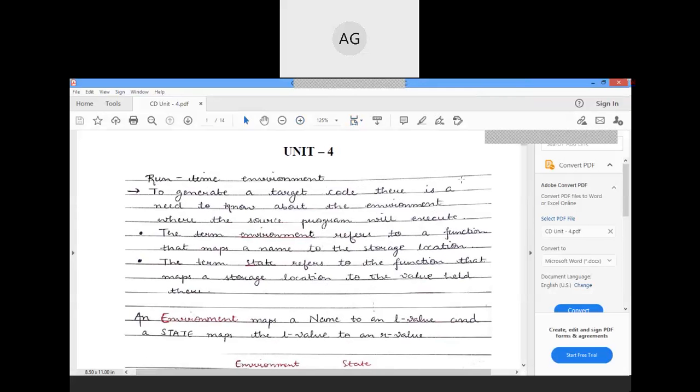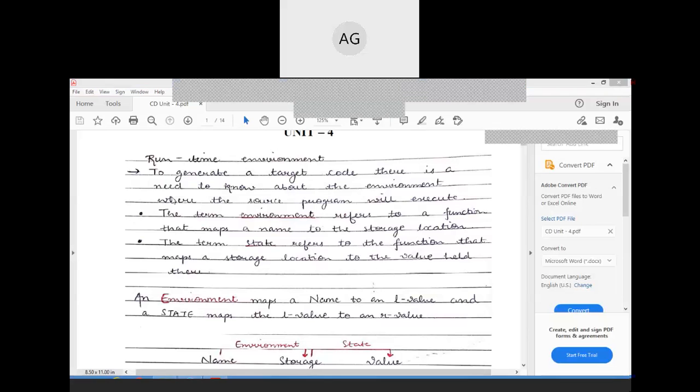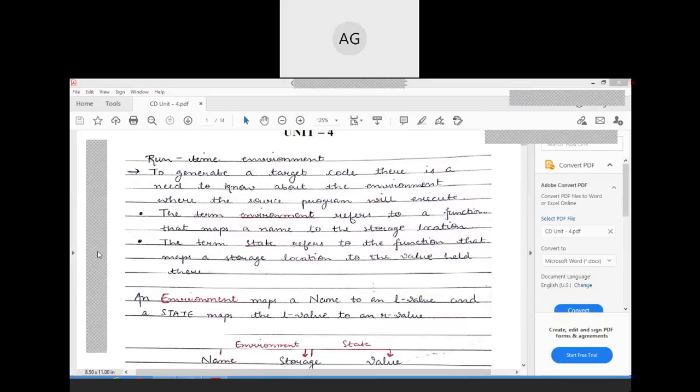So today we are going to start unit 4 of compiler design, and this unit basically deals with the runtime environment and the storage we are using in the compiler design subject. So first we are going to discuss the runtime environment. To generate a target code, there is a need to know about the environment where the source program will execute.